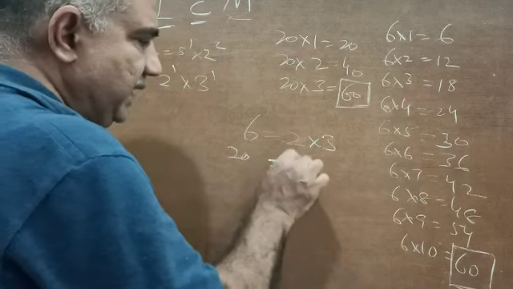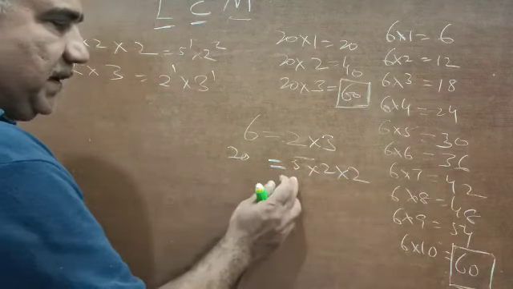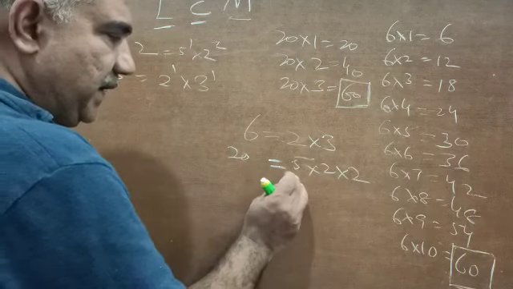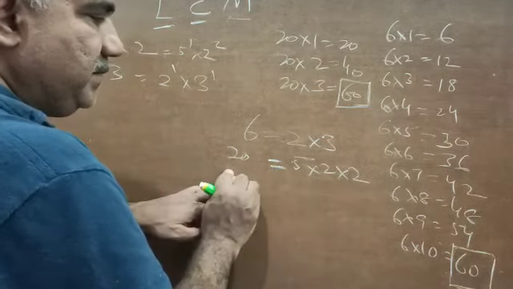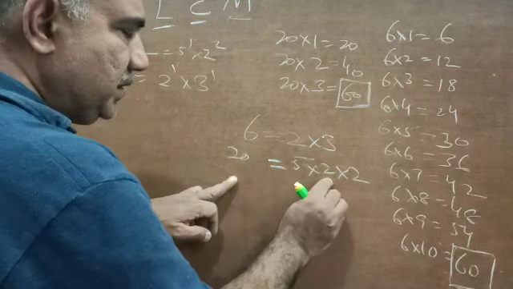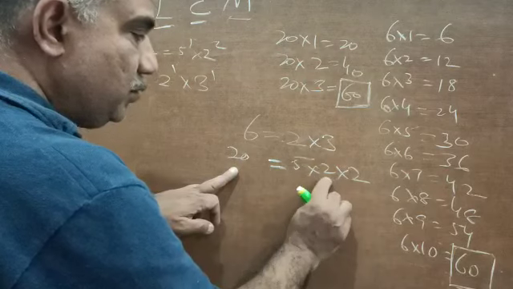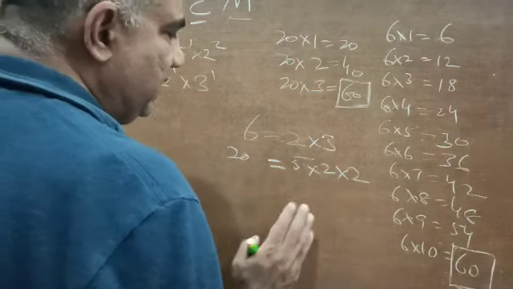If I write 5 into 2 into 2, this is 20. 5 is a factor of 20, 2 is a factor of 20, 2 is a factor of 20, and 20 is the fourth multiple of 5, and 20 is the 10th multiple of 2. So this is how factors and multiples are related.